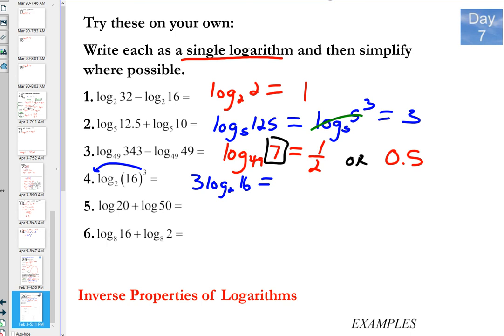Log base 2 of 16. 16 is the same thing as saying 2 to the 4th. But you could have also just put log 16 divided by log 2. When that 4 comes to the front to meet the 3, what's 4 times 3? 12.